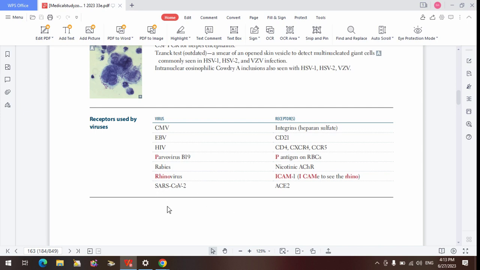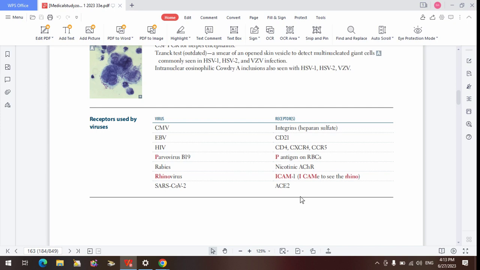Rhinovirus causes the common cold. Common cold is caused by one of those RNA viruses. It binds to the ICAM-1 receptor within the epithelial cells. ICAM is one of those adhesion molecules that we are going to talk about in pathology. It binds to the intercellular adhesion molecule, ICAM-1. That's what rhinovirus binds to. So that's that.